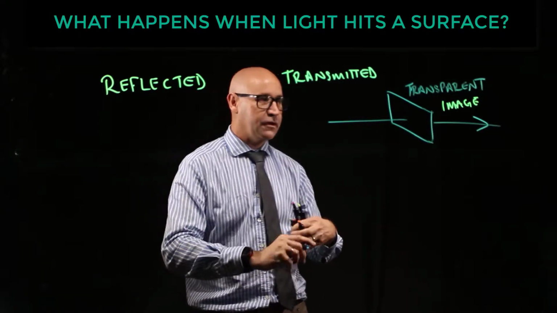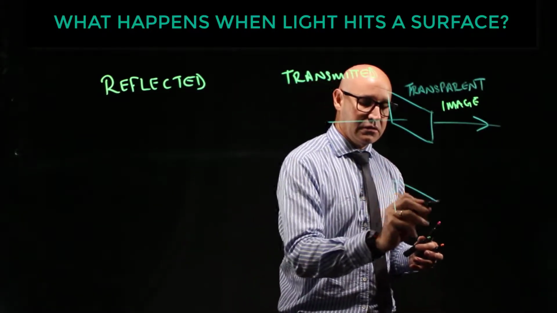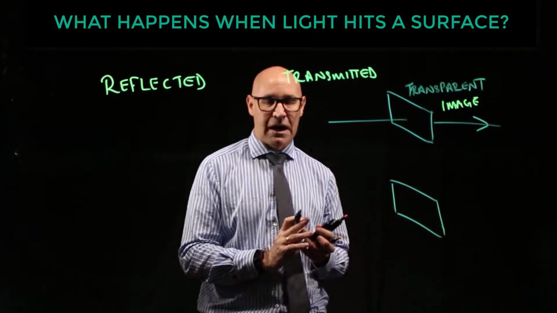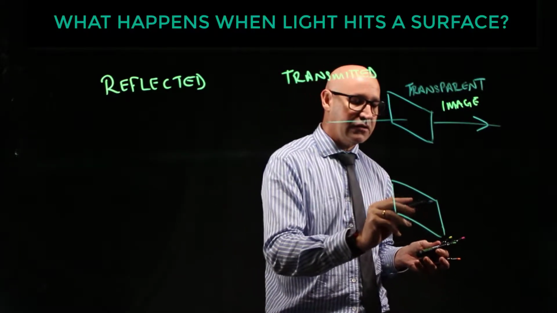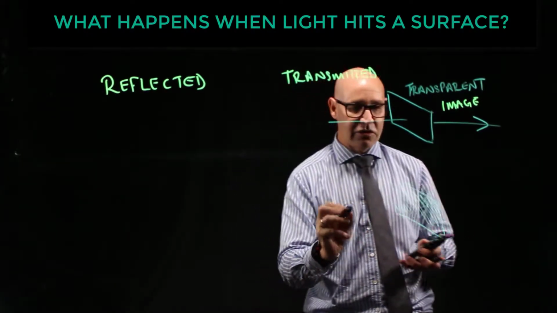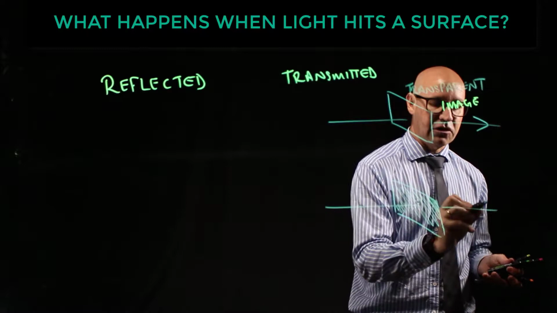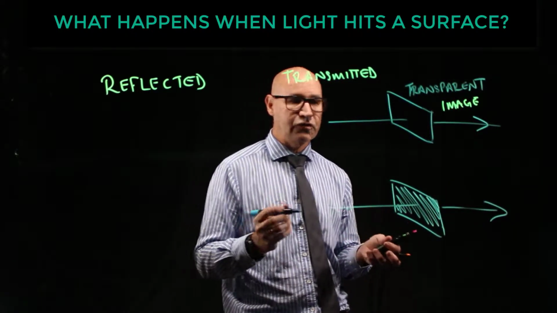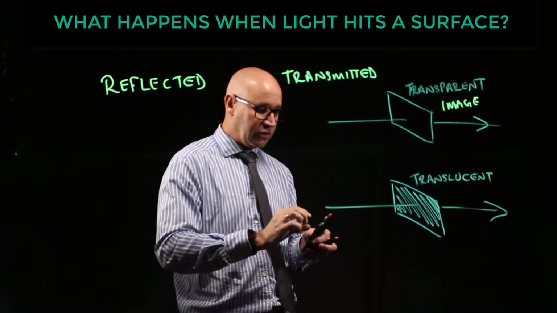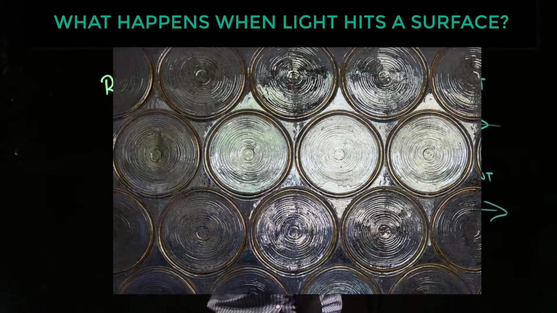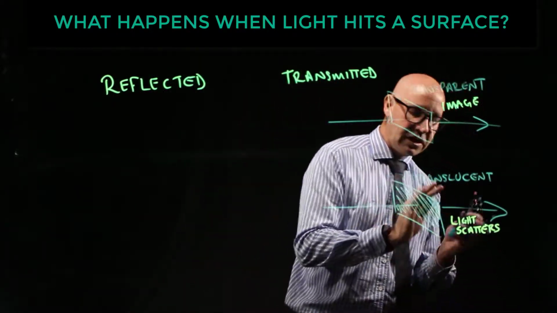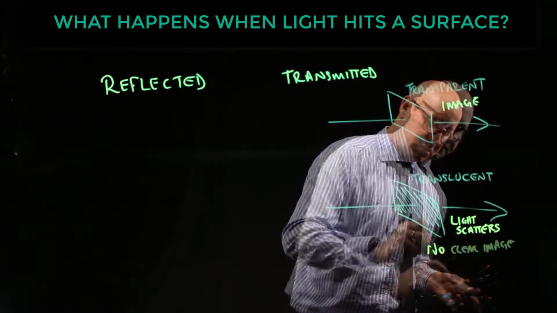Another type of surface is where light is allowed to go through, but the light scatters. So it allows the light to go through, but the light scatters. And this is what we call translucent. So the light scatters, no image forms. Light can go through, but you don't get a clear image. The light scatters, no clear image.